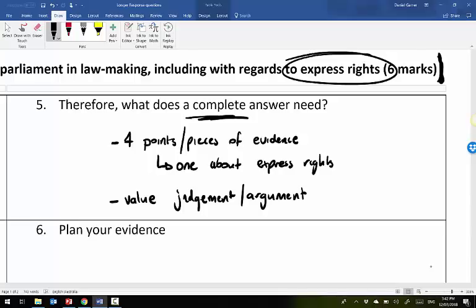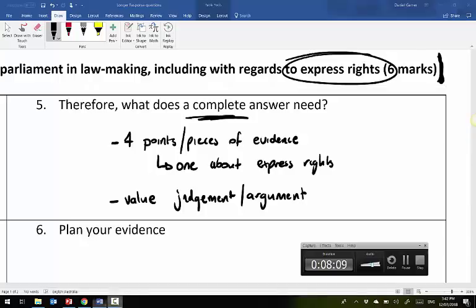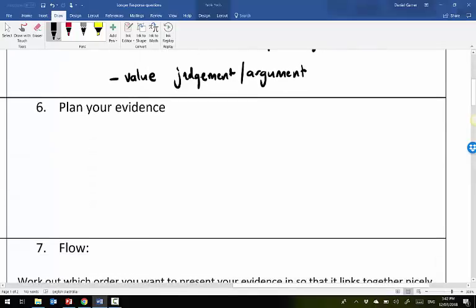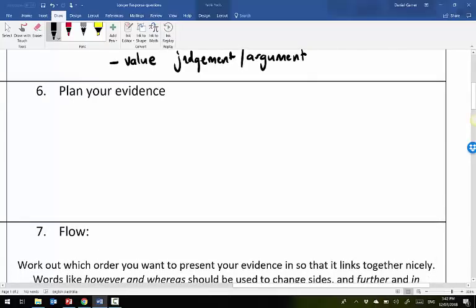The idea is that that's taken us a few minutes to go through, and more than a few minutes, we're already at the 8-minute mark. But the idea that that's going to become really intuitive to you. You're going to be able to see it and be like, bang, bang, bang, bang, bang, know exactly what my answer needs. Then we need to plan our evidence, okay?